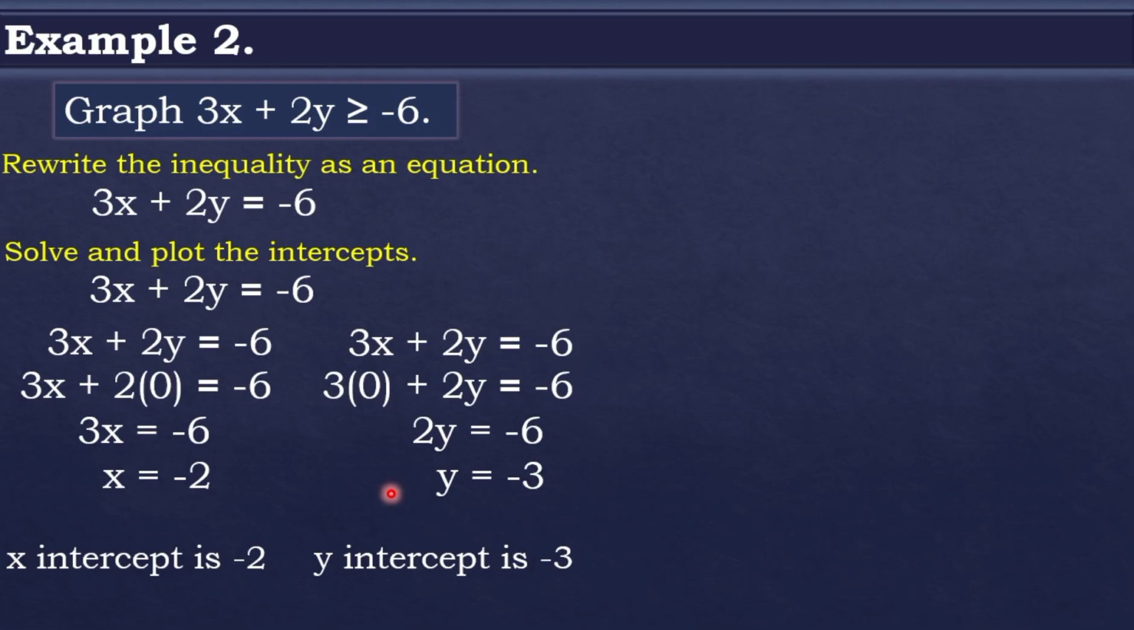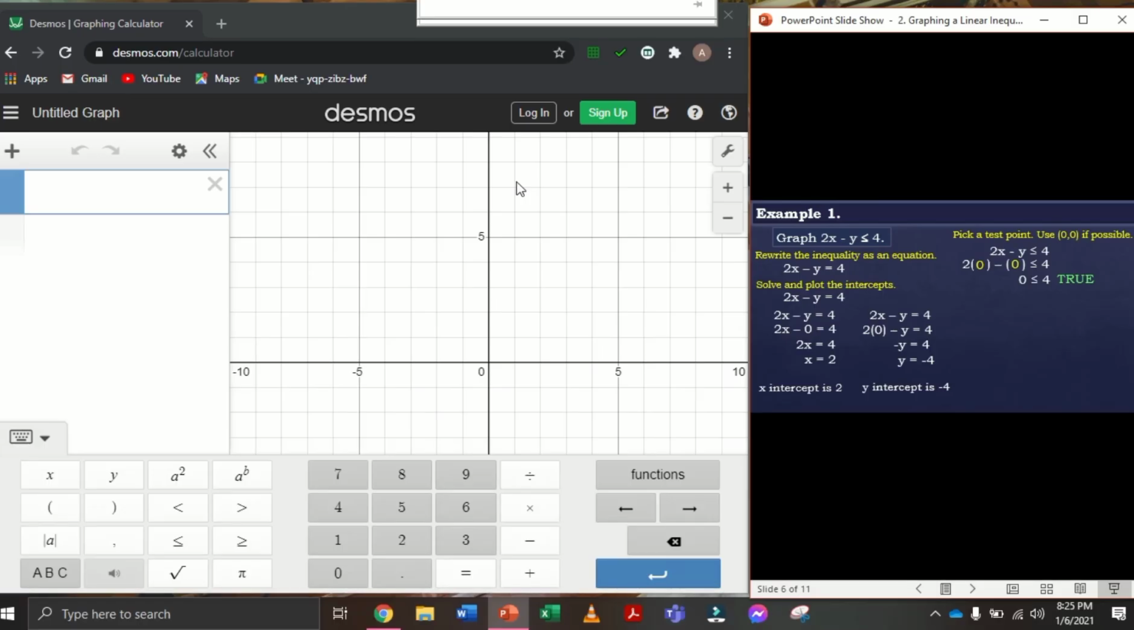So, balik tayo sa Desmos. Okay, so ito na po yung Desmos natin. So, i-plot naman natin ngayon yung, ano ito? Wait.